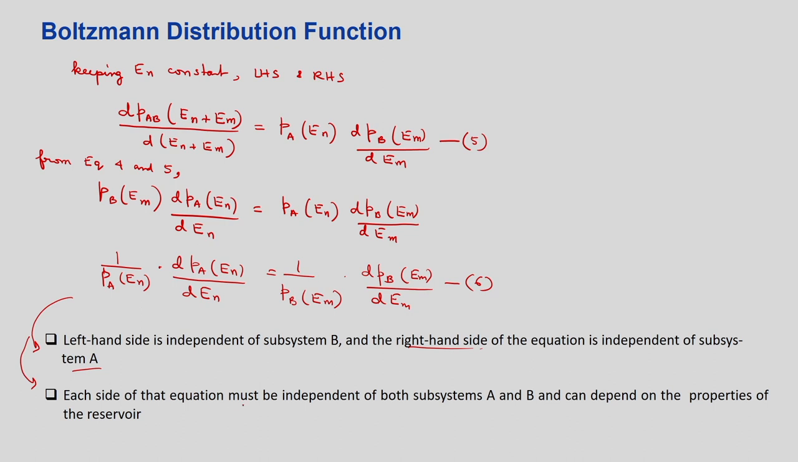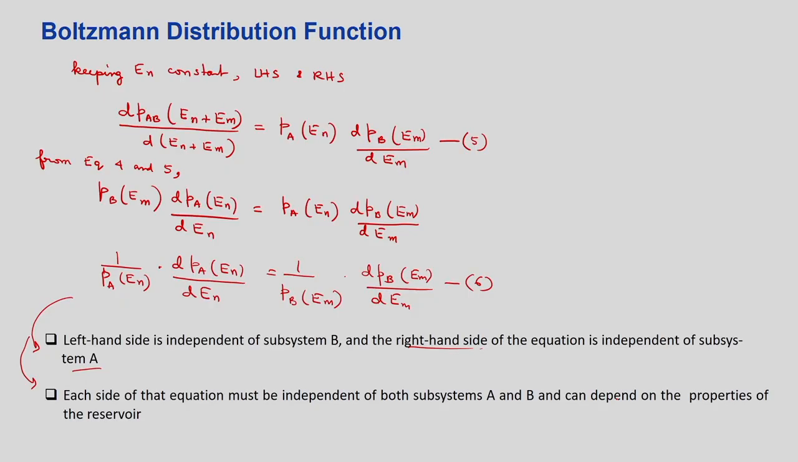Each side of the equation must be independent of both subsystems, because we started with the assumption that both the subsystems are independent of each other. Fine, if it is independent of each other, then it will be dependent on something. What is that? That is due to the property of the thermal reservoir. So, both the systems will depend upon the properties of the reservoir.